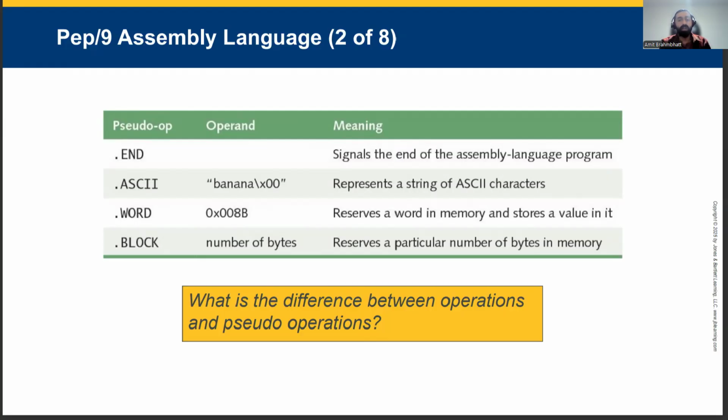Pseudo operations, however, are not executed by the machine. Instead, they give instructions to the assembler itself, often related to memory allocation, data initialization, or program organization. Examples include directives for defining constants or reserving space. Without pseudo operations, it would be much harder to manage memory or structure a program. Understanding these two categories ensures you know what parts of your code produce machine instructions and what parts simply guide the assembly process.